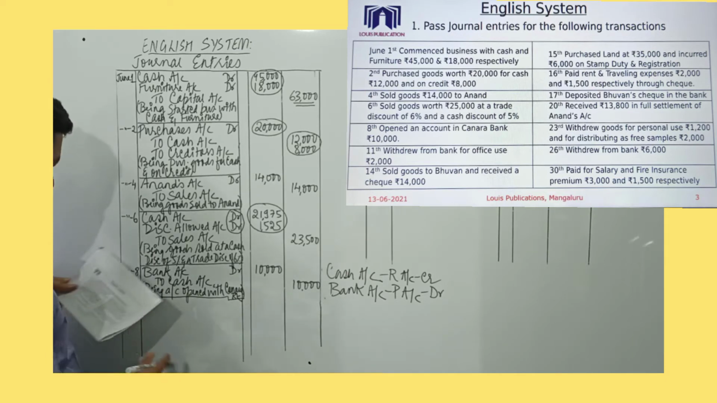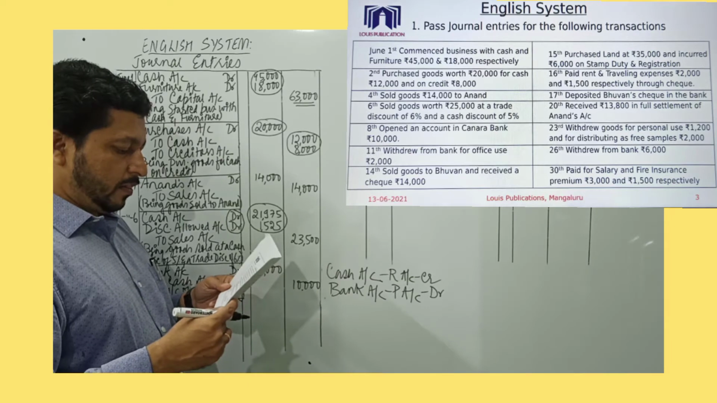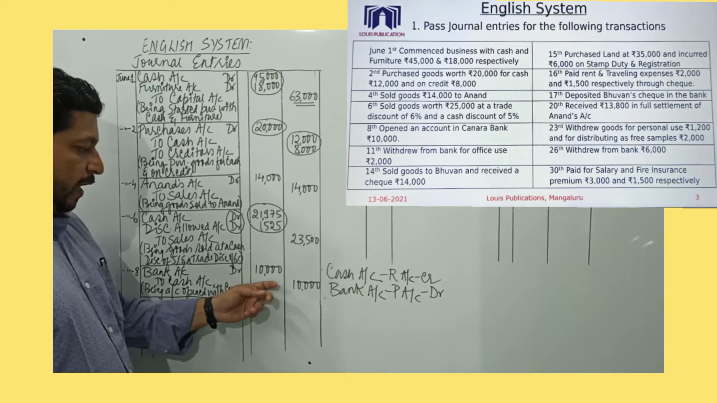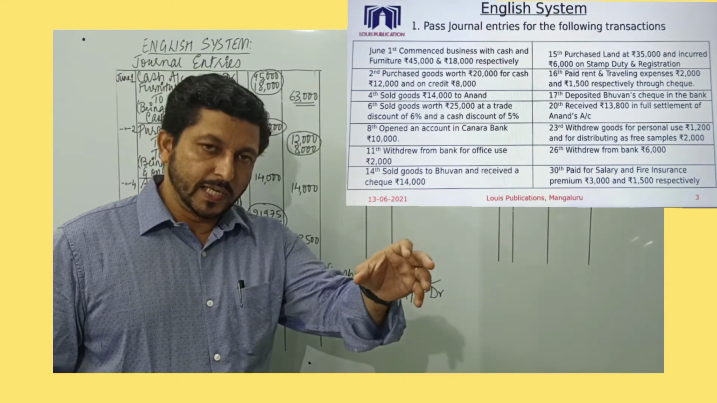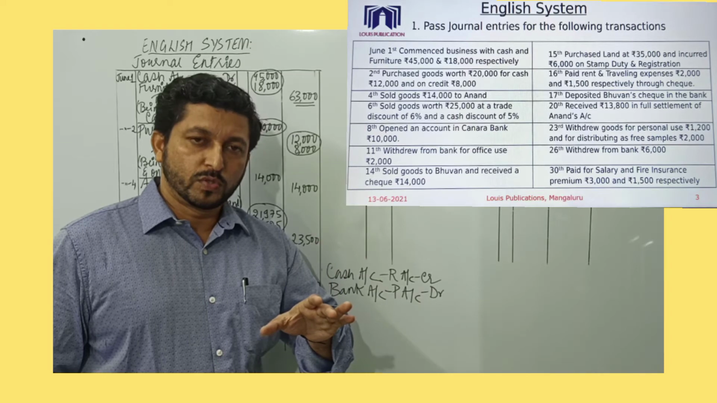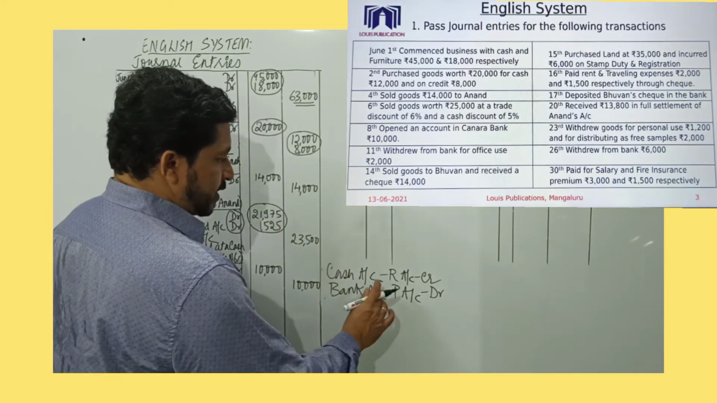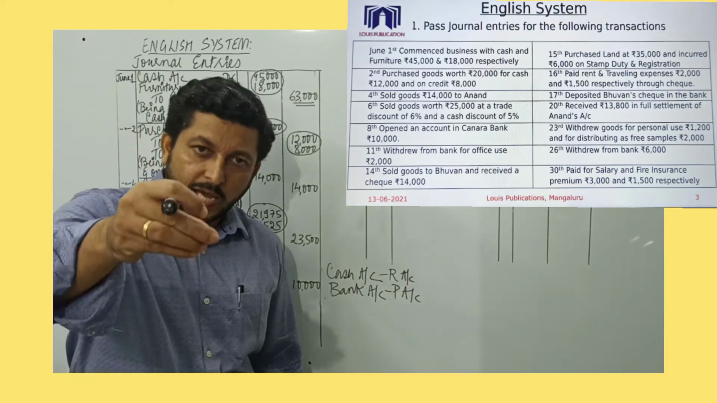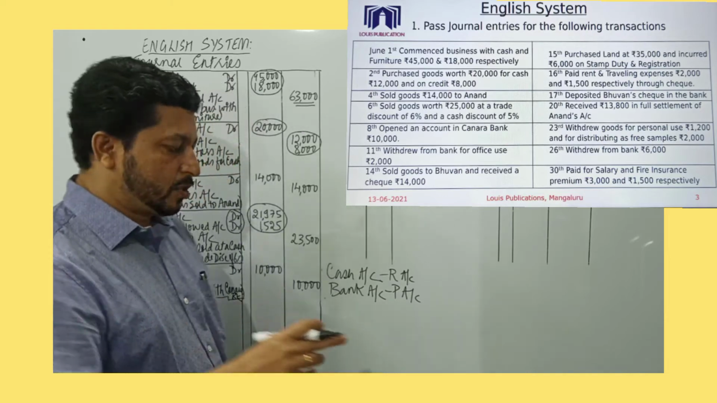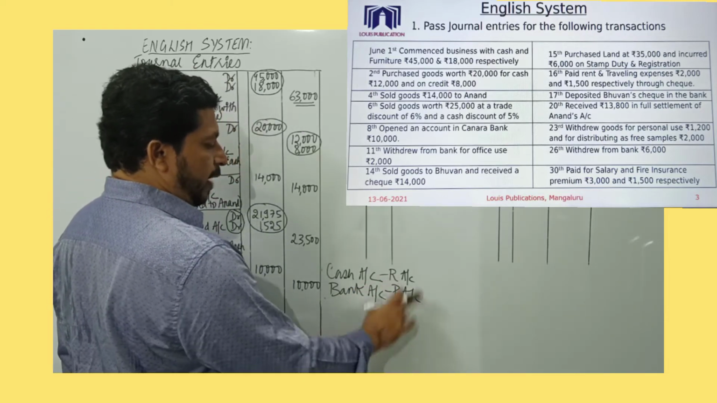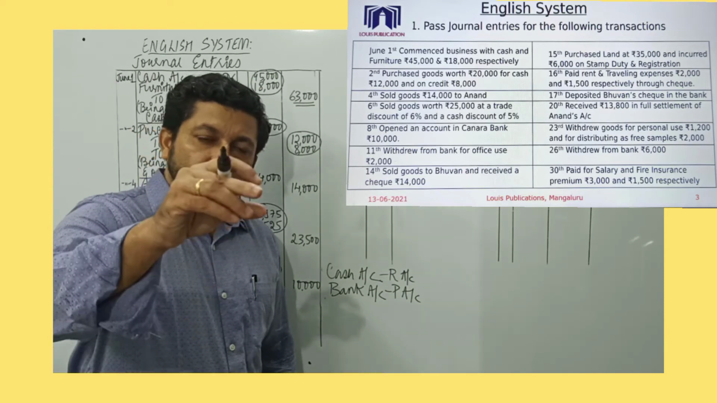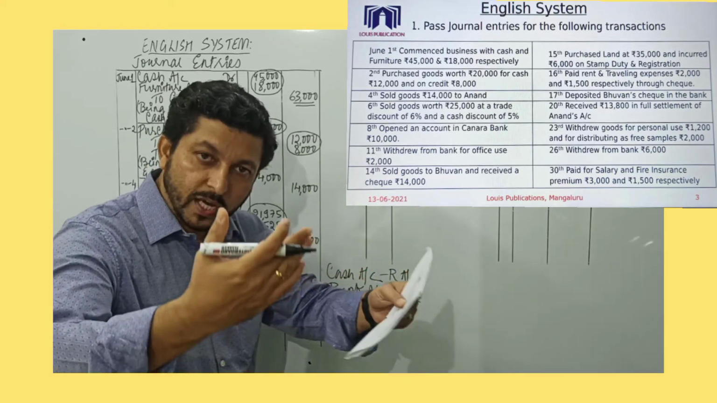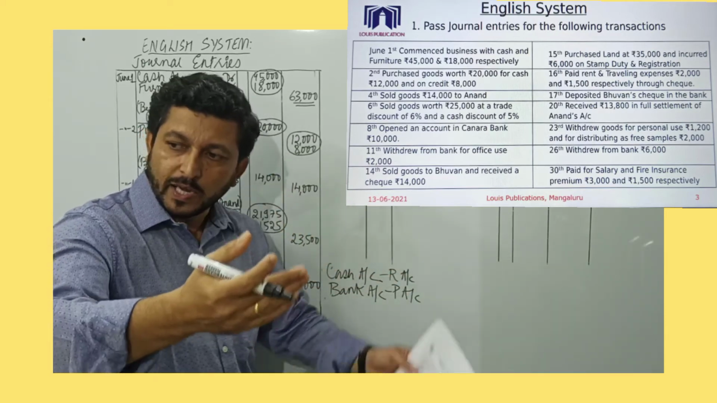Next transaction is 11th. Withdrew from bank for office use. Now, there is money deposited in the bank. Business is withdrawing money for office use. So, withdrawing money. At that time, once again, the accounts present would be cash account and bank account itself. Because cash is withdrawn from the bank. So, another account is bank account. Cash account belongs to real account, bank account is personal account. Now, when we are withdrawing money from our bank, cash, real account rule, cash is coming in.